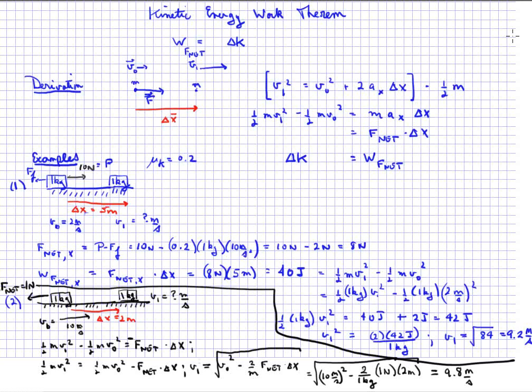So this mini lecture is concerned with the kinetic energy work theorem. From a very top level viewpoint, if positive work is done by the net force, the kinetic energy increases. If negative work is done by the net force, the kinetic energy decreases. That's essentially what this statement is. The work done by the net force is equal to the change in kinetic energy.